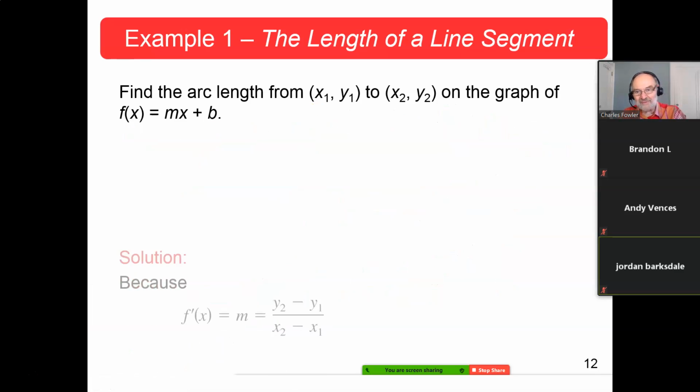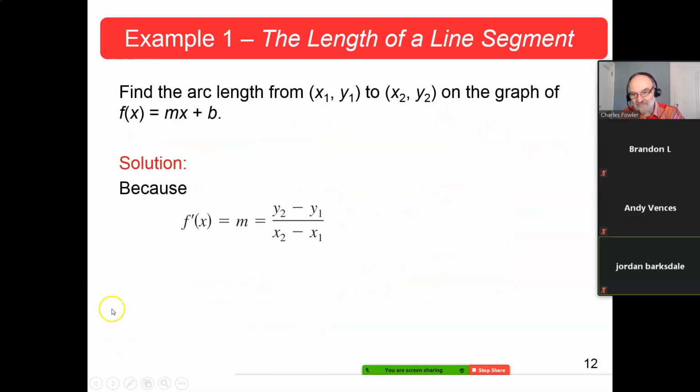So let's see how they do it. The F prime, just like we did, was m.